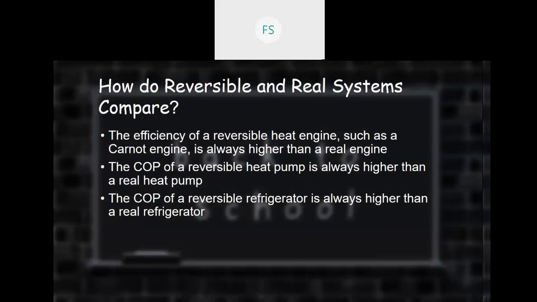How do reversible and real systems compare? The answer is the efficiency of a reversible heat engine, such as a Carnot engine, is always higher than a real engine or irreversible engine. Then the COP of a reversible heat pump is always higher than a real heat pump or irreversible heat pump. And the last one, the COP of a reversible refrigerator is always higher than a real refrigerator or irreversible refrigerator.